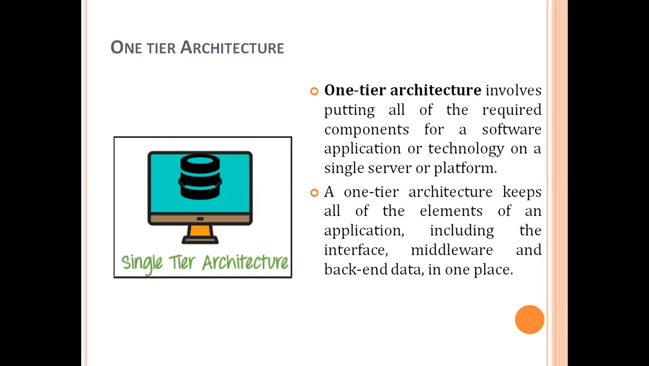Now, all these applications will be placed in a single machine. So in one tier architecture, whatever applications you require to design a software will be placed in a single machine. In this machine, the middleware will be there, the backend database part will be there, and the front end interface part will be there. Everything will be there in a single platform.